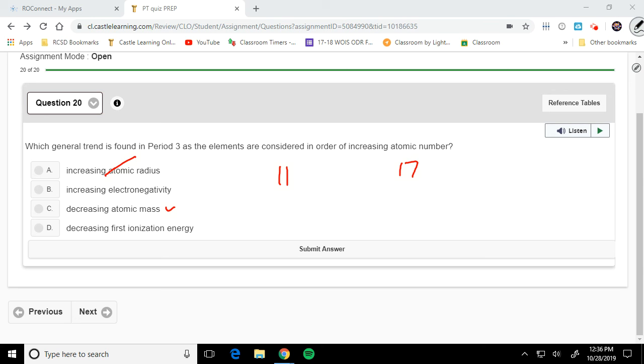Due diligence. First ionization energy, 496. Electronegativity, 0.9. And radius was 160. And group 17, I got 1, 2, 5, 1. 3.2. And radius is 100. So, which general trend is found as elements are considered in order of increasing atomic number?